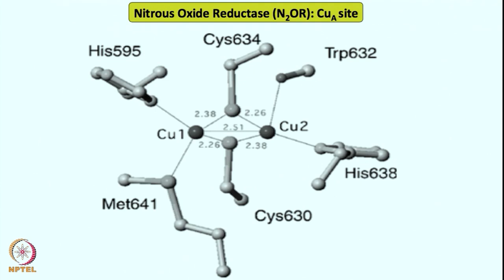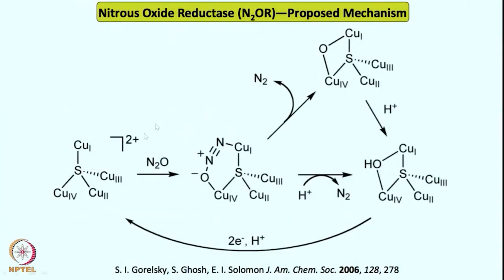Let us look at the mechanism by which nitrous oxide can perhaps be activated, and then subsequently, with the help of two protons and two electrons, be converted to nitrogen, so that the complete catalytic cycle can be drawn. So, here is a putative mechanism. Of course, this can still be debated, especially since the structure needs to be further modified at this point. In any case, if we assume that the four copper centers are bound to the sulfide, which is very clear from the crystal structure, this is an S2 minus sulfide, and nitrous oxide is binding between these two copper centers.